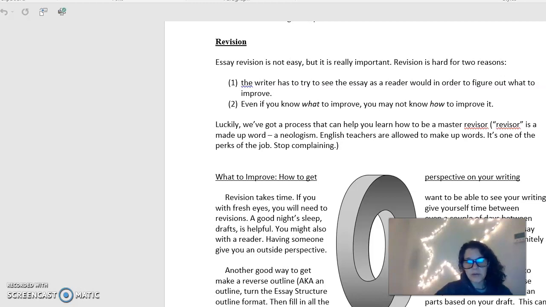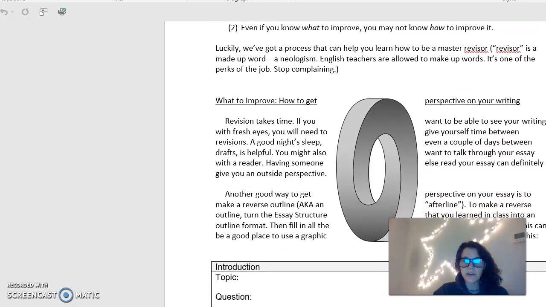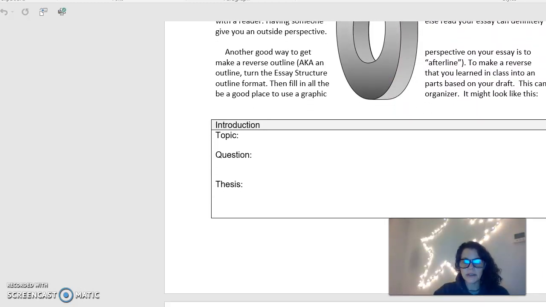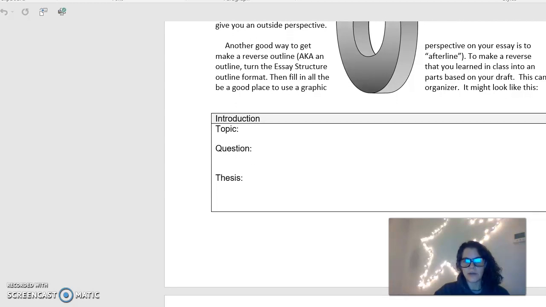So I have this handout for you this week and it gives you an overview of revision. And I just want to take you to two things. One is that this handout has an overview of your essay structure. And that gives you the basic parts of your essay to help you organize it so you sort of know how it's supposed to look. Your introduction talks about your topic. It asks a question, and the question is usually the assignment question. So in this case, it's who gets to be lucky. And then your thesis is your answer to that question.